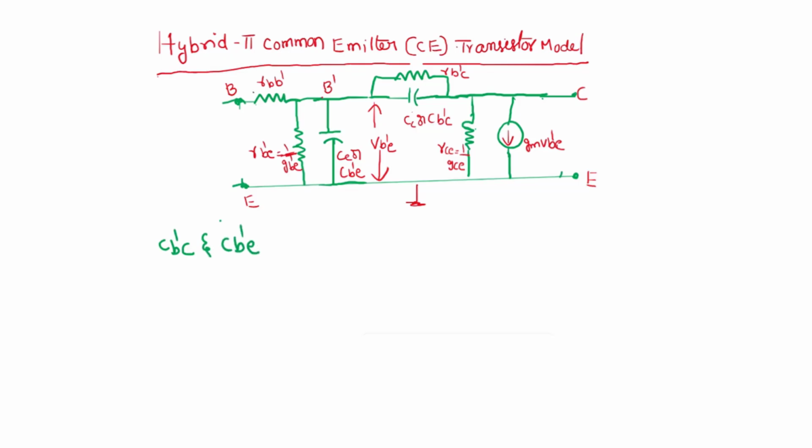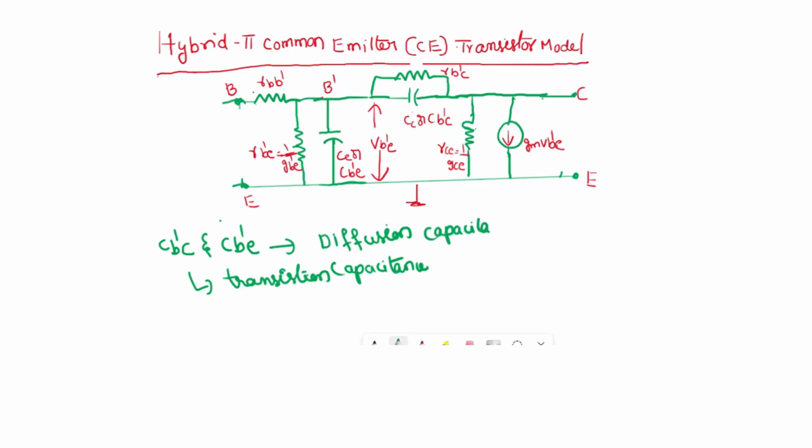Coming to the next elements, CB'C and CB'E. CB'C is the transition capacitance. CB'E is the diffusion capacitance. When the transistor is in the active region, the emitter base junction is forward biased and the collector base junction is reverse biased. That is the reason the junctions possess some capacitance, called diffusion capacitance and transition capacitance. Coming to the component RB'E, it is the forward bias resistance between the spread base B' and the emitter E.